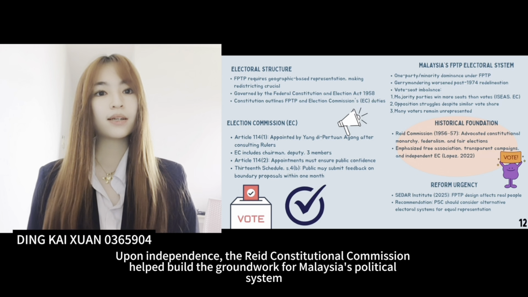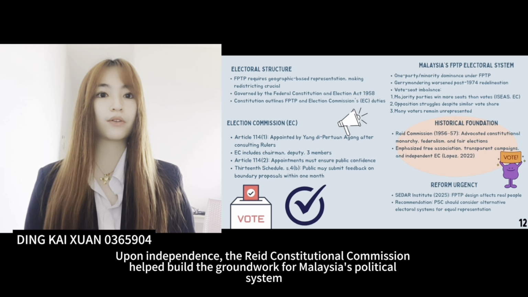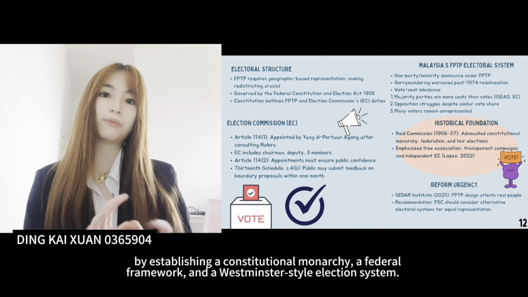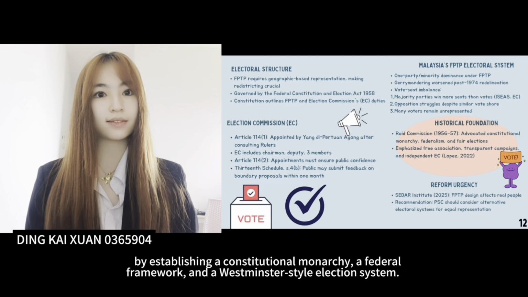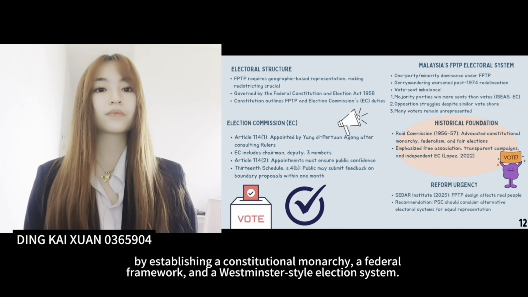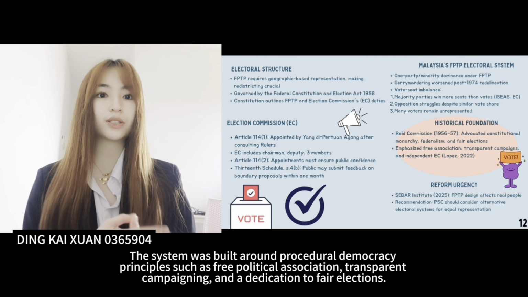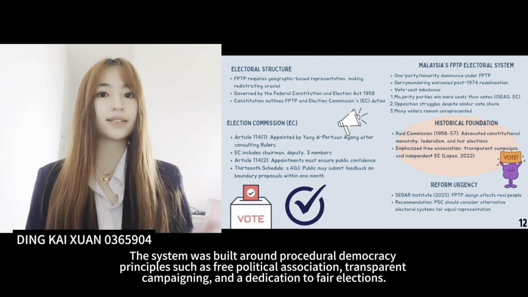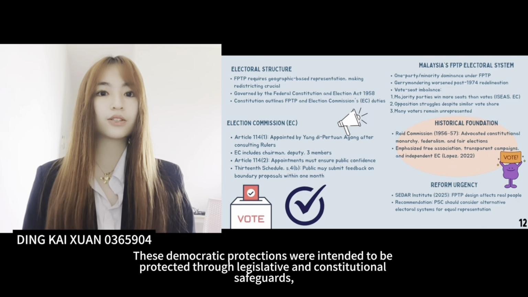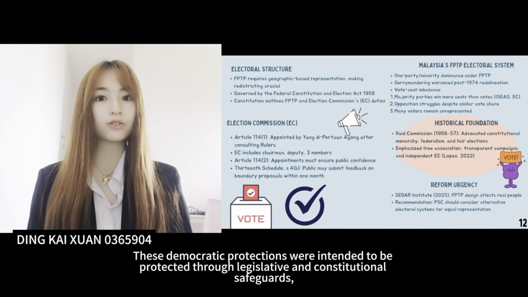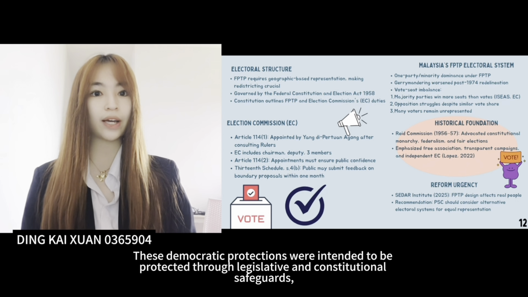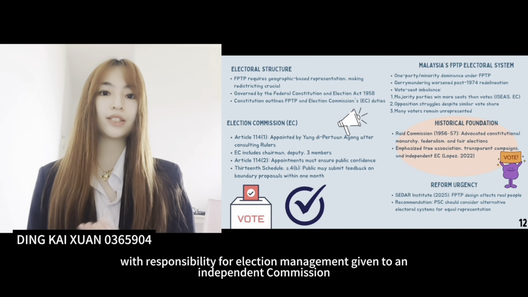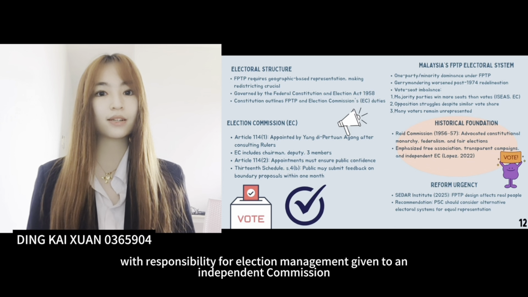Upon independence, the Reid Constitutional Commission helped to build the groundwork for Malaysia's political system by establishing a constitutional monarchy, a federal framework, and a Westminster-style election system. The system was built around procedural democracy principles such as free political association, transparent campaigns, and a dedication to fair elections. These democratic protections were intended to be preserved through legislative and constitutional safeguards, with responsibility for election management given to an independent commission.